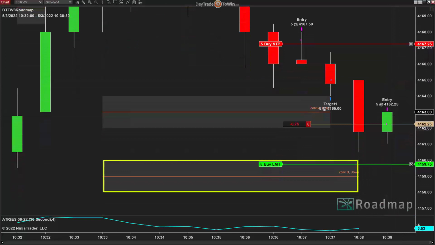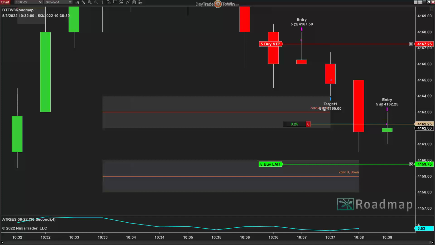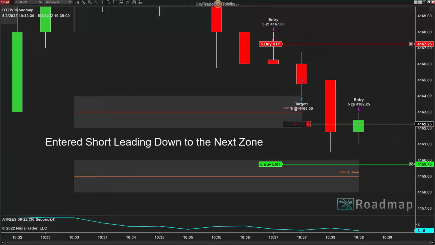So since that zone was broken, it's not made up of prior support or prior resistance. It's actually manipulation that I'm expecting to occur. So again, I'm going short, not in a counter trend. I'm going short because it broke through the zone on the way down to the following zone.